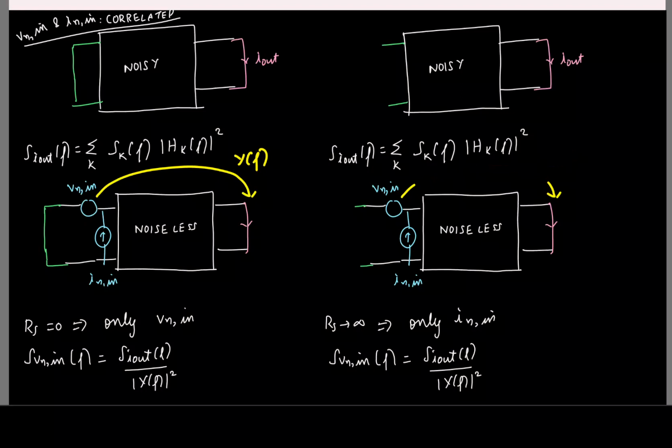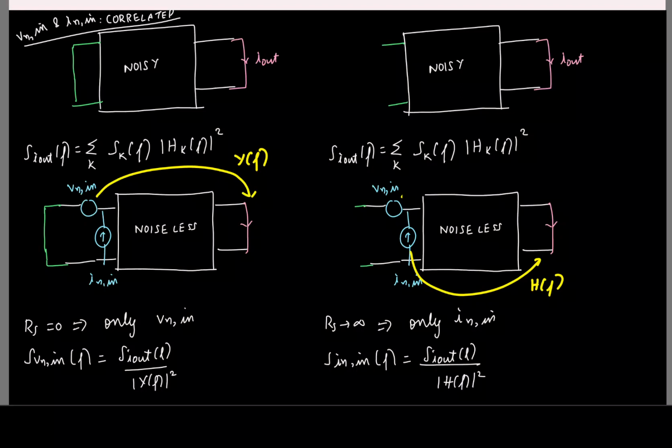So now I'll find the transfer function from the noise current to the output current. Say from here to here, this is some h of f. So you find the output power spectral density by the same thing.